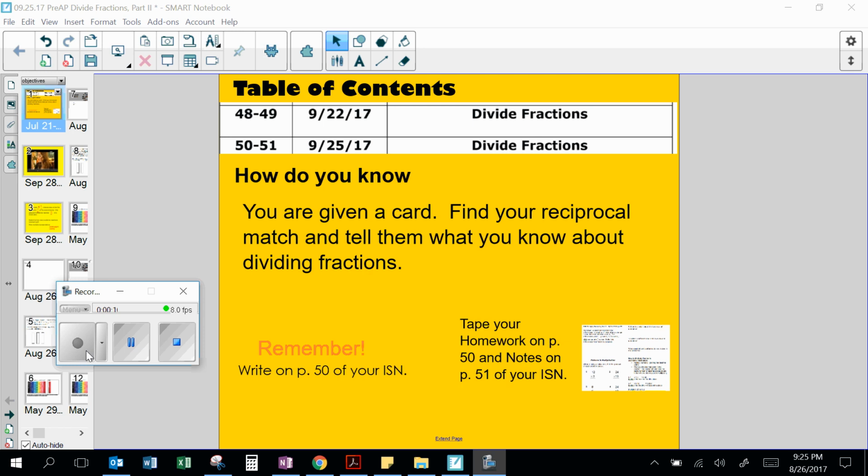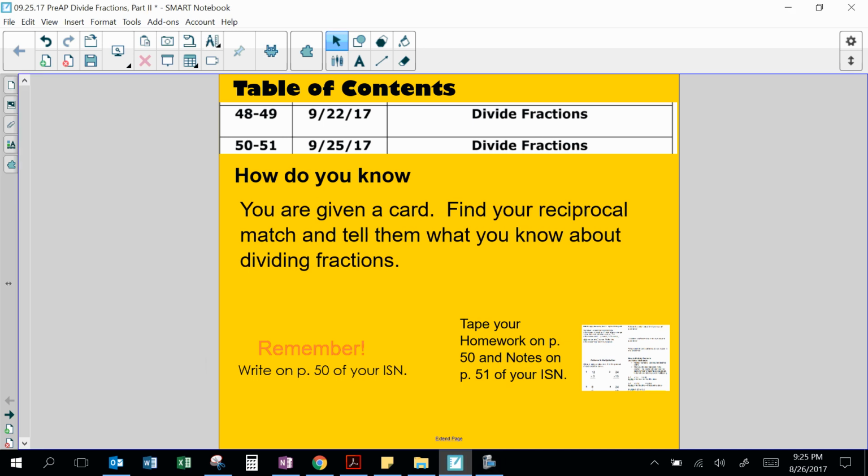So in our number routine, you are given a card. You're going to walk around the classroom and find your reciprocal match. And you're going to tell them everything you know about how to divide fractions.